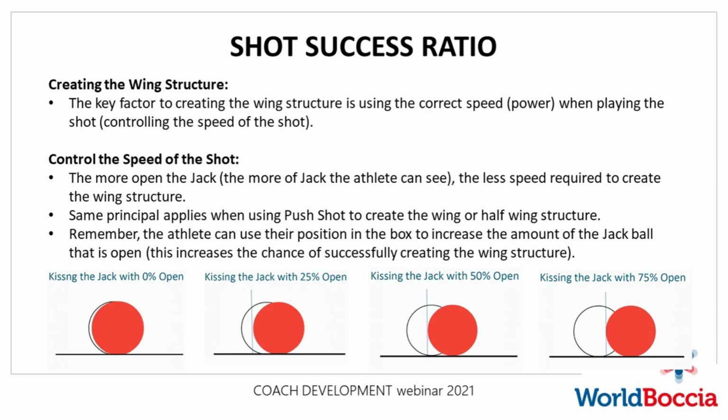And then again, remember that the athlete can use their position in the box to increase the amount of the jack ball that is open. And again, this increases the chance of successfully creating that wing structure. So those wing and half wing structures are the type of patterns that athletes should be looking to create on court to increase the success ratio of the shot they're looking to play, and also to make it harder for the opposition to then knock their ball off.